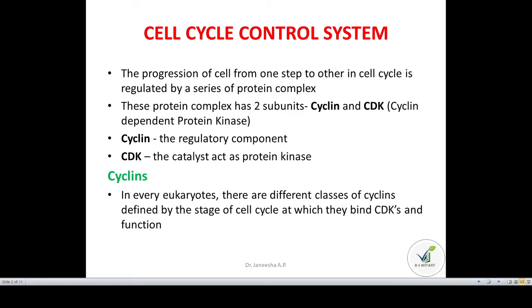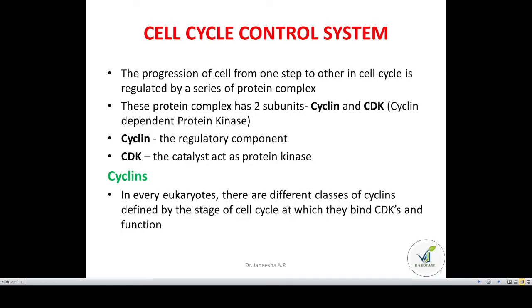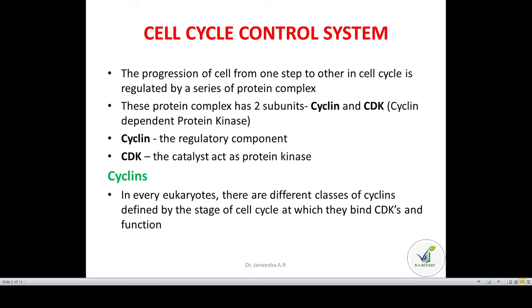The progression of cells from one step to another in the cell cycle is regulated by a series of protein complexes. This protein complex has two subunits, cyclin and CDK. CDK means cyclin dependent protein kinase. The cyclins are the regulatory component and the CDKs act as a catalyst, which is a protein kinase.